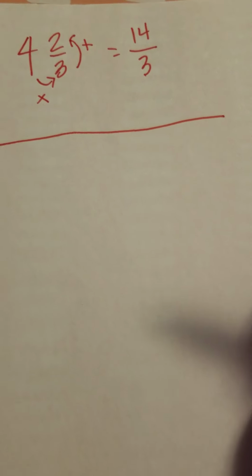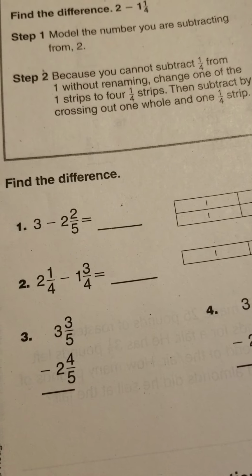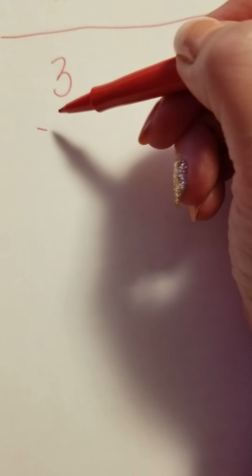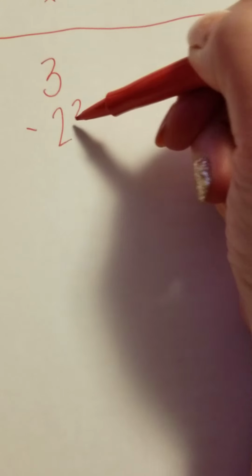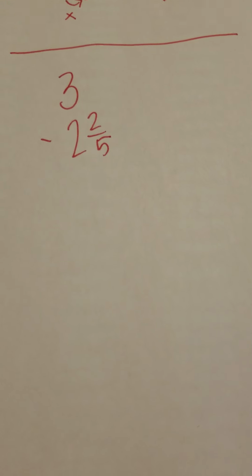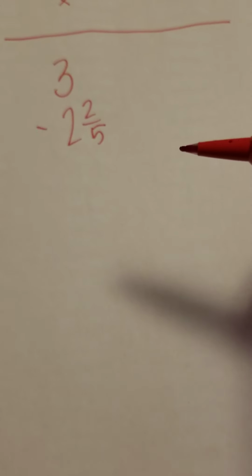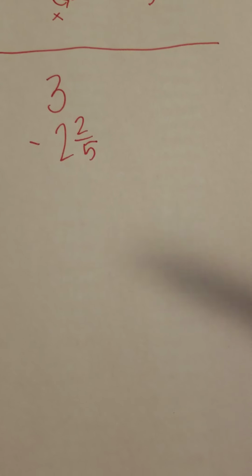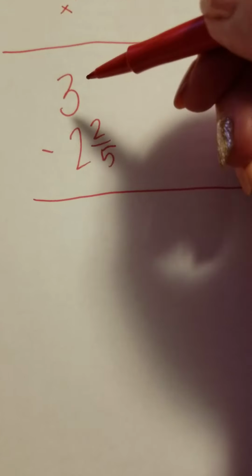So I'm going to show you number 1 on this page. 3 subtract 2 2/5. So we're going to do 3 wholes minus 2 2/5. Once again, I'm sorry if it zooms in and out on my hand, but I found that the best way to do these is using my phone to record while I'm writing, and it's not super easy. All right, so we can rename this whole number, which is the same thing as 2 plus 1.